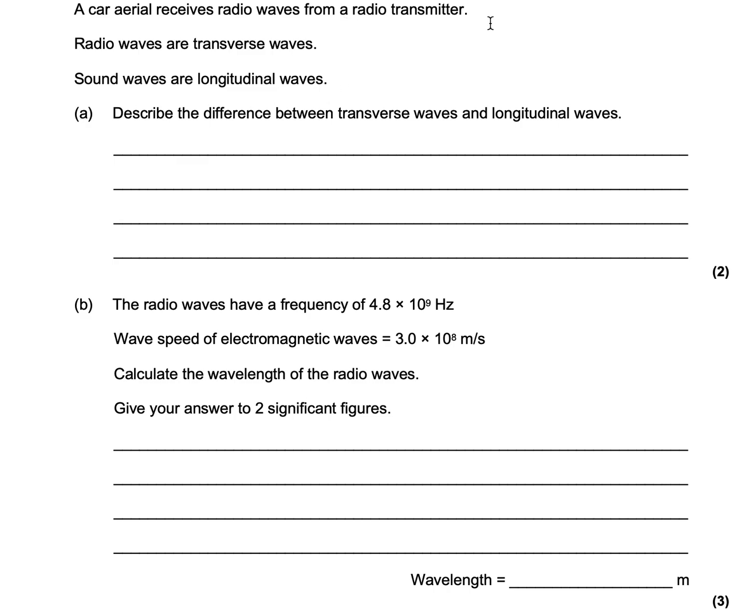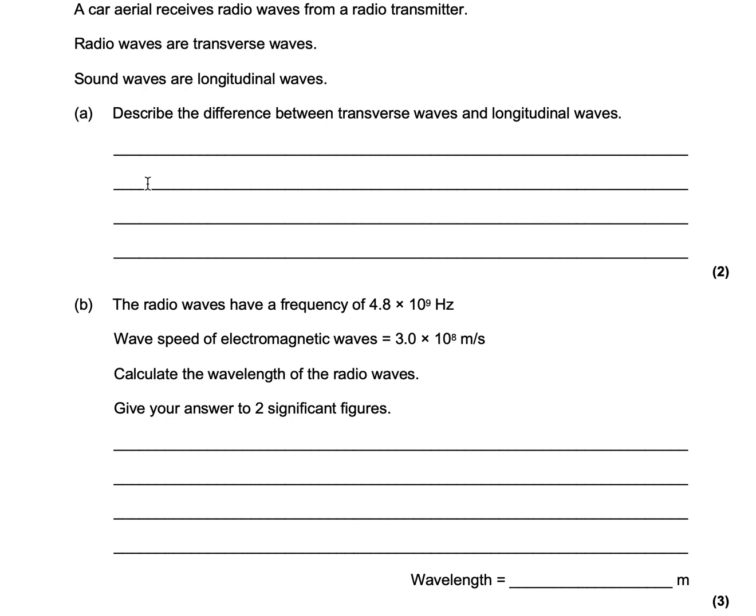A radio transmitter is something that sends out information about what's involved in the radio program itself for your car to pick up and then play the program. So radio waves are transverse waves, part of the electromagnetic spectrum. Sound waves are longitudinal waves, so it was nice of them to tell you that, they don't always. Describe the difference between transverse waves and longitudinal waves.